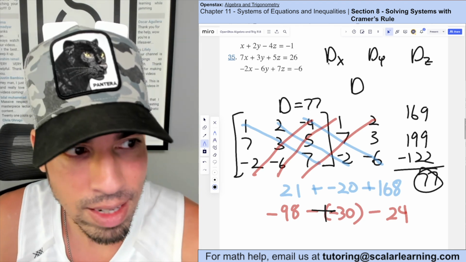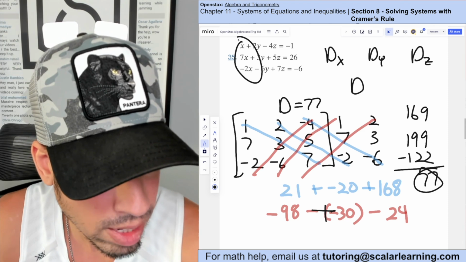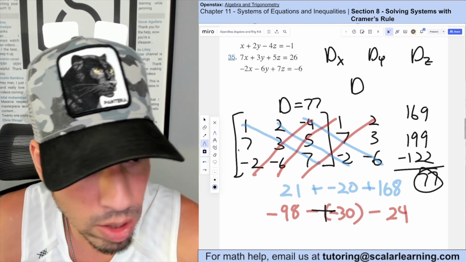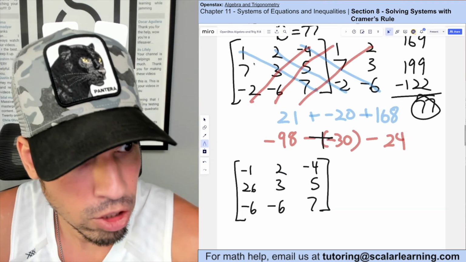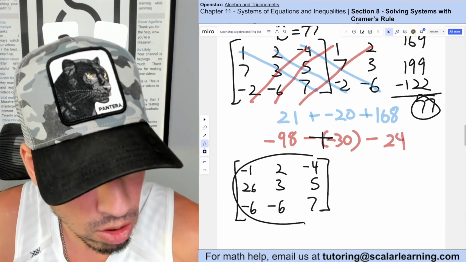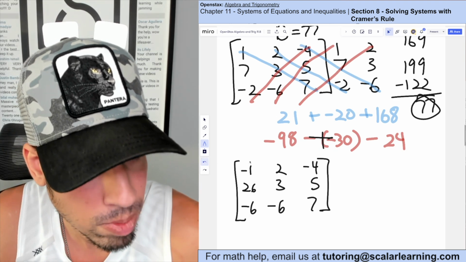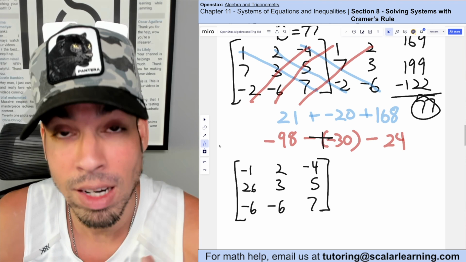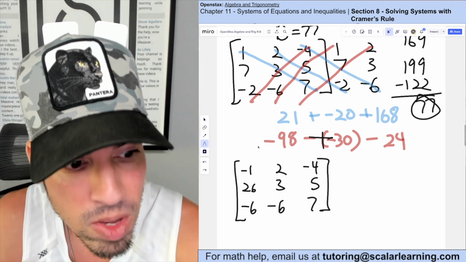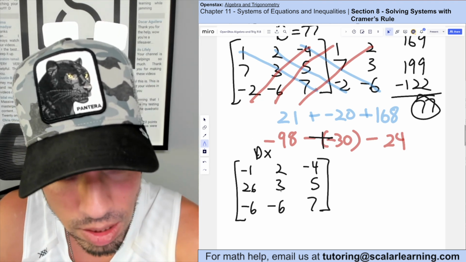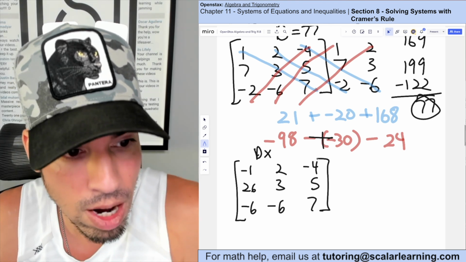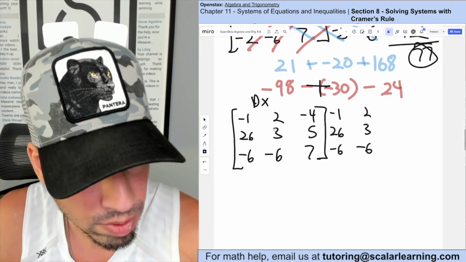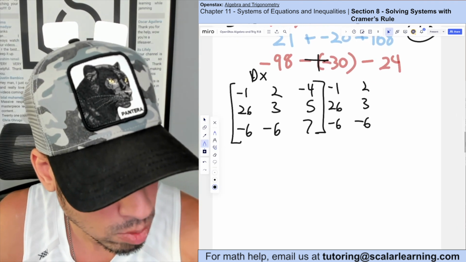Now to get dx, what we're going to do is replace that column with this column. So we're going to write that down below. What you can see here is we have the exact same matrix down here as we have up here, except I replaced this column with the constants on the right-hand side. So this is going to be d of x. Now we got to calculate this determinant. And just like up top, we got to repeat these first two columns over here. Now that we've got this set up, let's do our same thing with the highlighting.